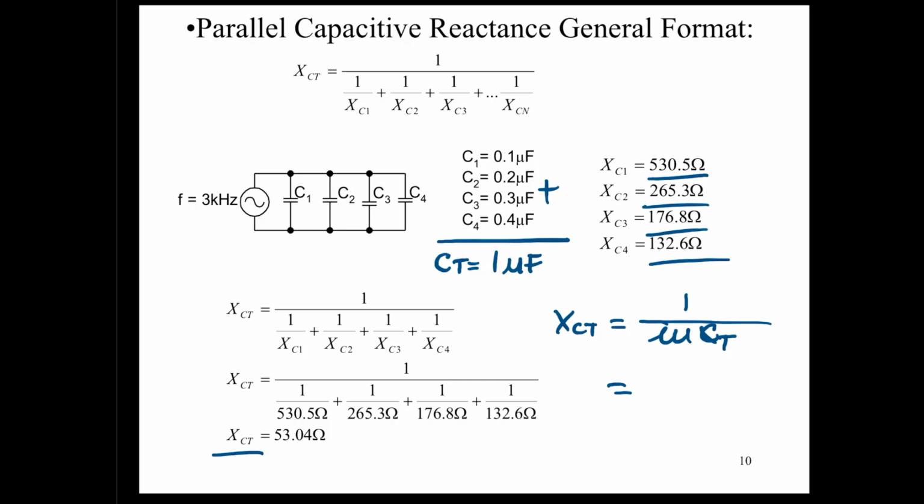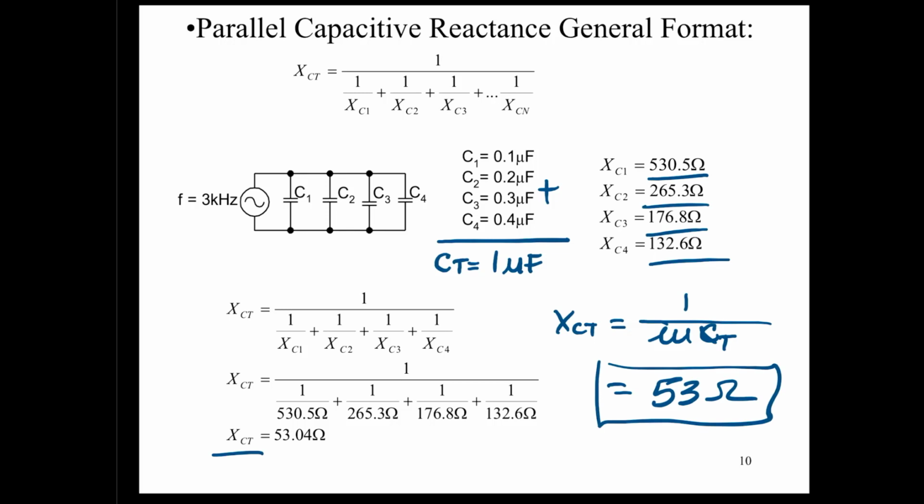2 pi, frequency 3 kilohertz, multiplied by 1 microfarad, gives you a total of 53 ohms.